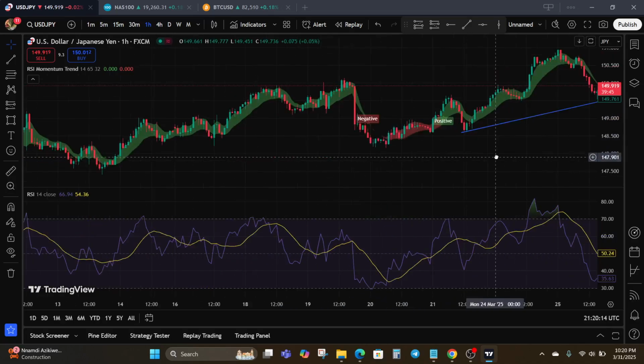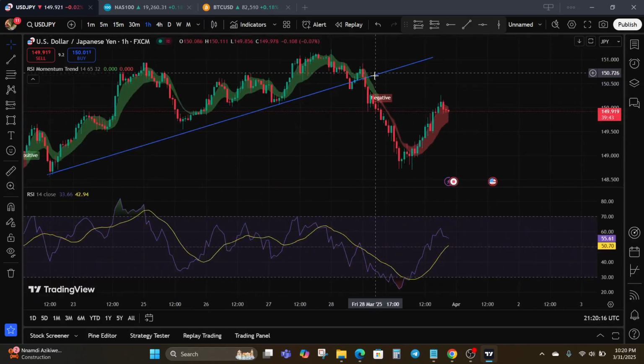On the other hand, if price is within the red area or trading below the red area, it shows that there is bearish momentum prevailing in the market. So once you have identified the trend strength or the prevailing trend direction, you should start looking for buy or sell opportunities respectively.